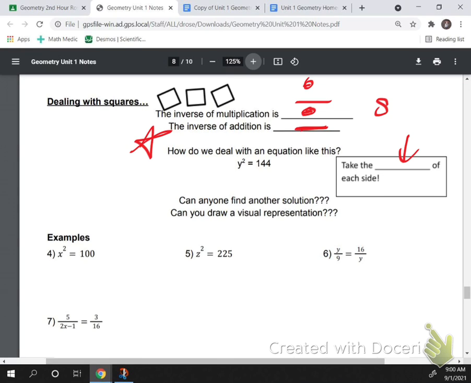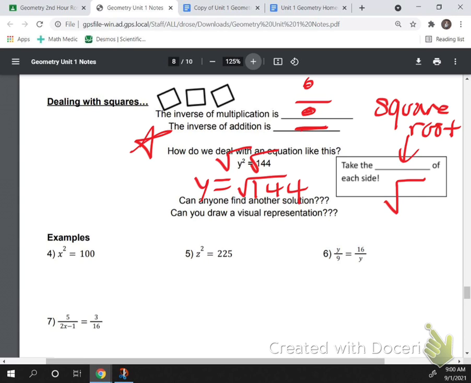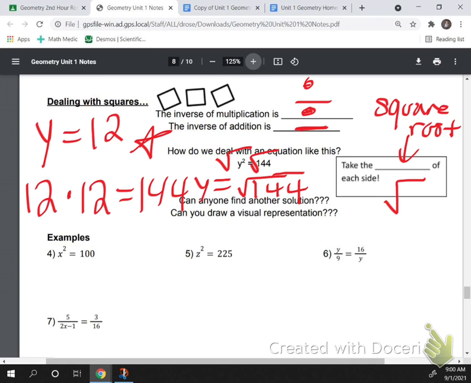Yeah, we're going to take the square root. That's what you're going to write here: the square root of each side. The symbol looks like this. It's called a square root. We're going to square root each side of this equation. My question for you is, what's the square root of 144? 12. Y equals 12, because 12 times 12 equals 144.